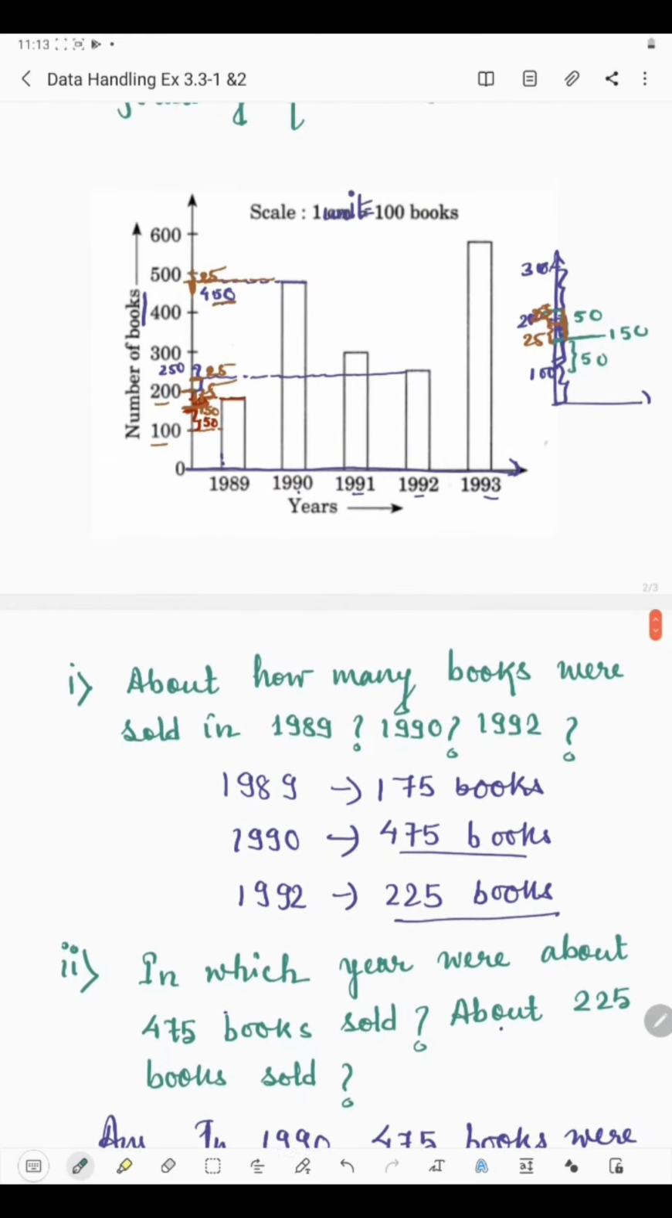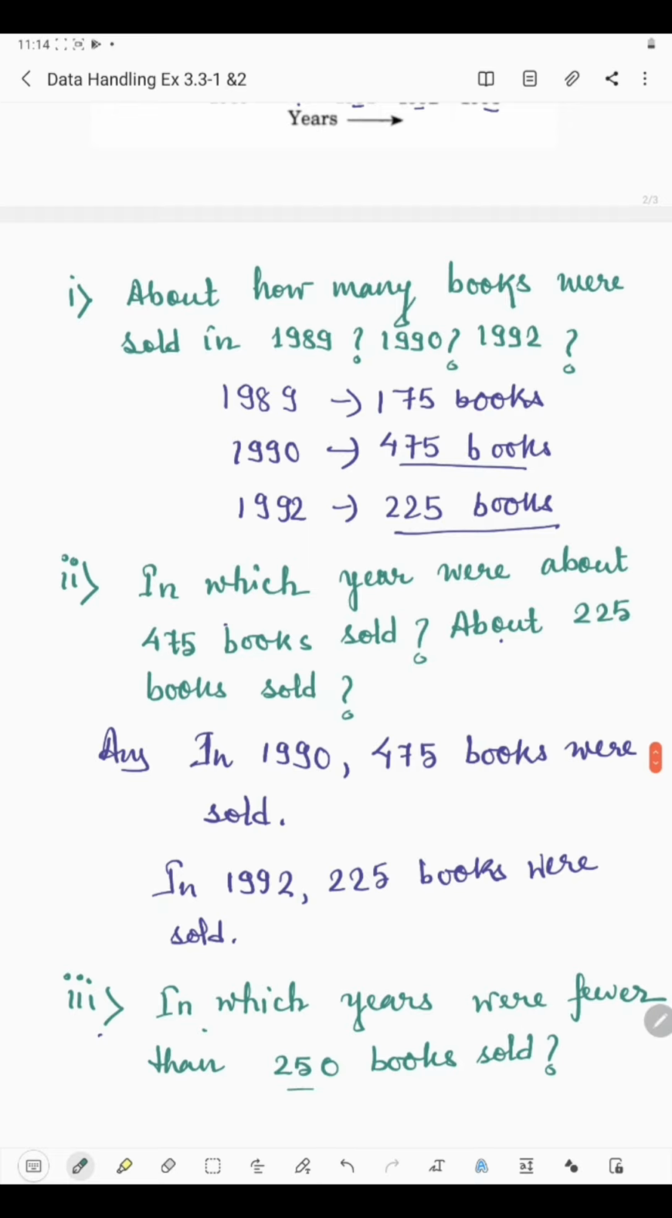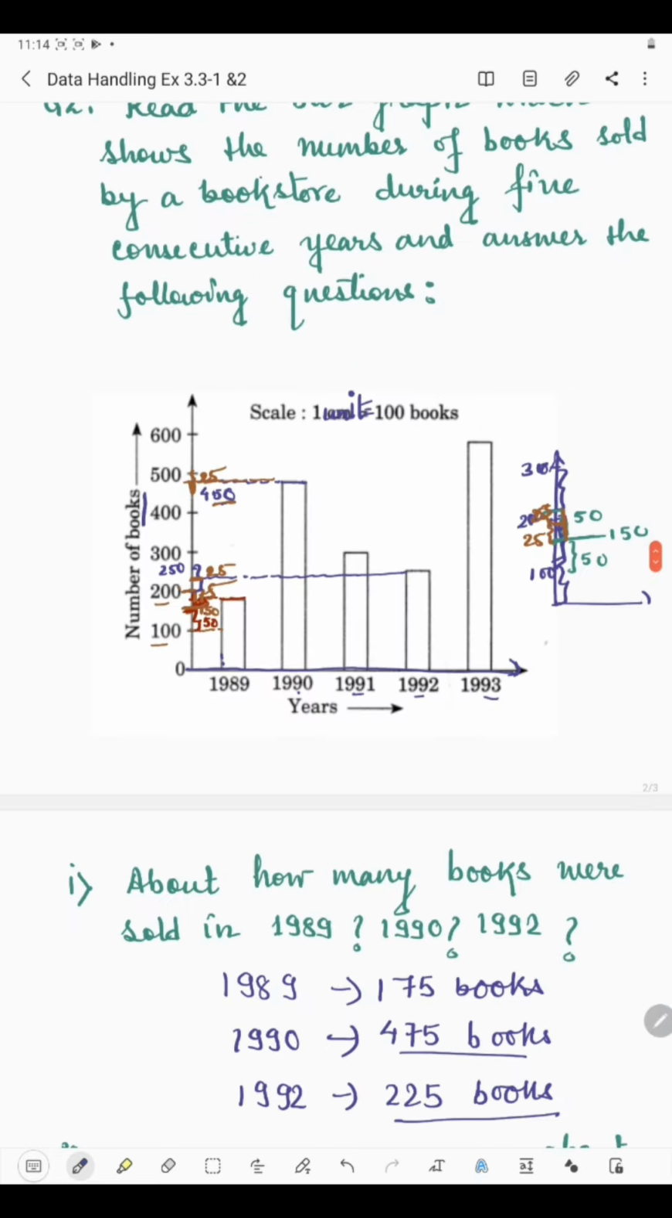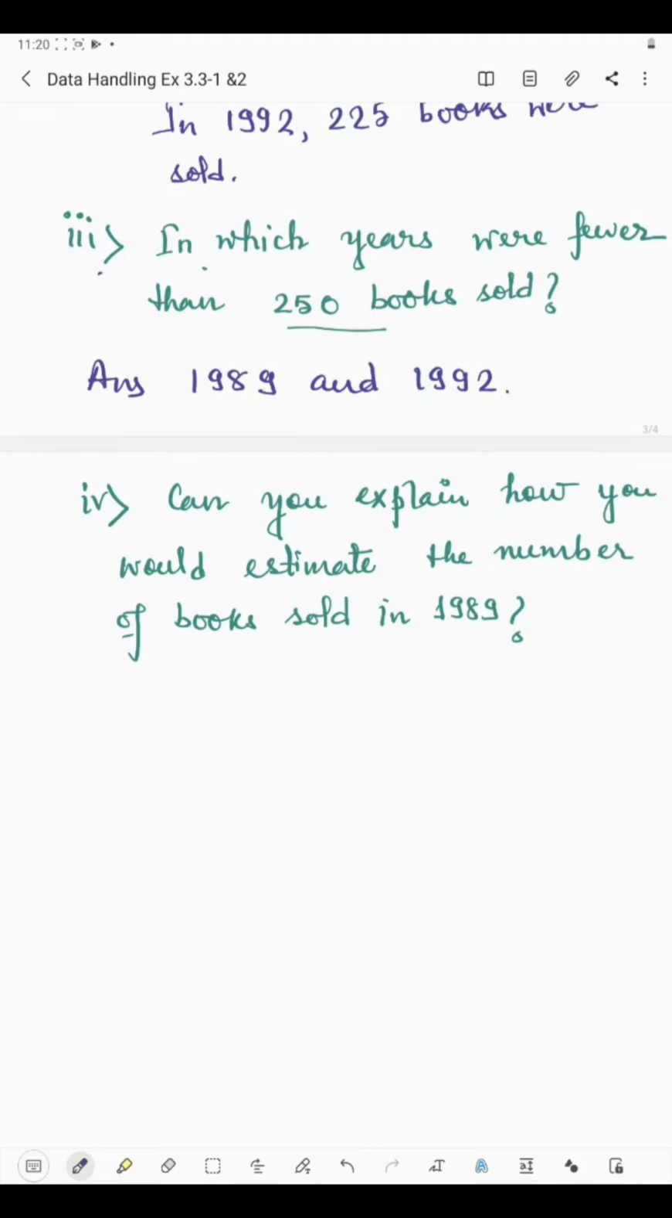Now in the third part we have, in which years were fewer than 250 books sold. Let us check the bar graph. We will have to find in which year less than 250 books were sold. So 250 is here. Which bars are showing less than 250? They are 1989 and 1992, right? So we'll write 1989 and 1992.